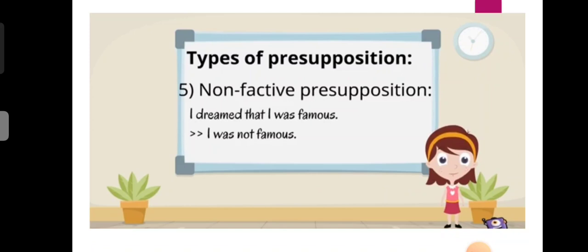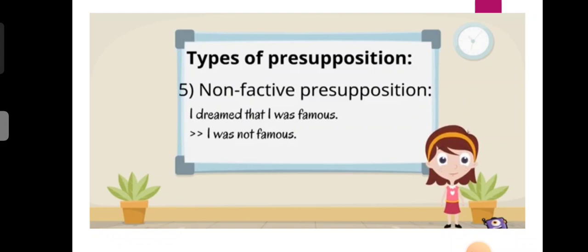So next is a non-factive presupposition. It is assumed not to be true. Verbs like dream, imagine, or pretend identify a non-factive presupposition. The example is, I dreamed that I was famous, but I was not famous.